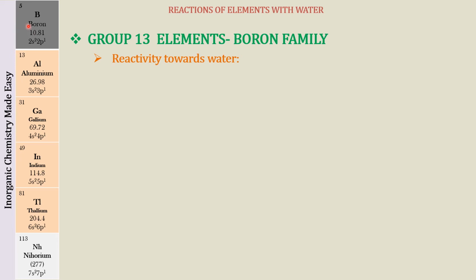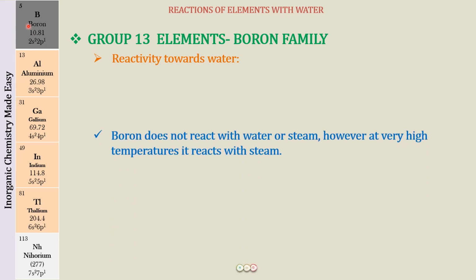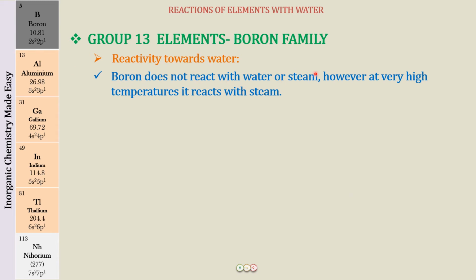So when we see the reaction of boron with water, what we find is that boron also does not react with water or steam, but just remember that at a very high temperature it can react with steam. Steam is formed at 100 degrees Celsius, but here we mean a very high temperature. It reacts with steam to form B2O3, and along with that hydrogen gas will be evolved. So the product is very easy to remember because water over here is in the form of steam. Boron will form its oxide, and along with that hydrogen gas.